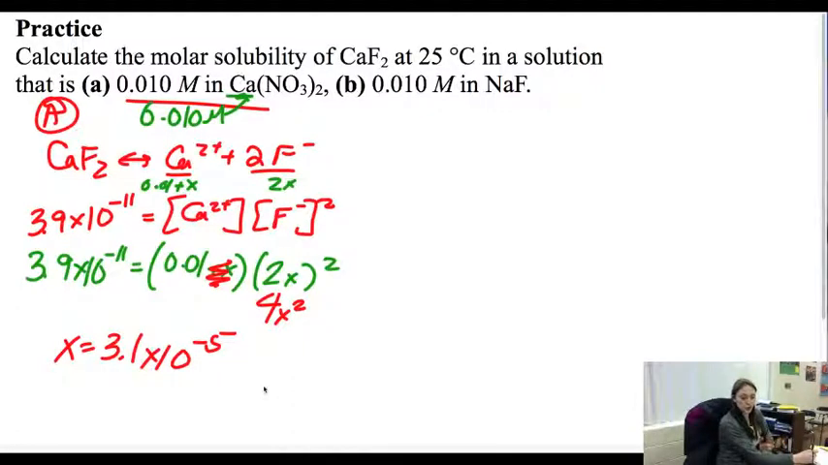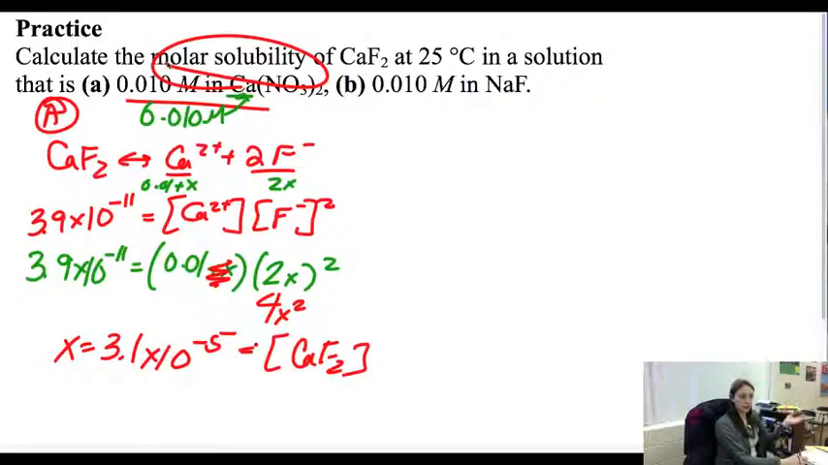Well, that's the concentration of how much it shifts by, which means that's how much CaF2 I actually have. Because in this case, the X is a concentration, and that is my concentration or my molar solubility of my CaF2. Molar solubility. Concentration in moles soluble. So many moles per liter, that's the concentration. That's all I'm looking for right there, the 3.1 times 10 to the negative 5th.